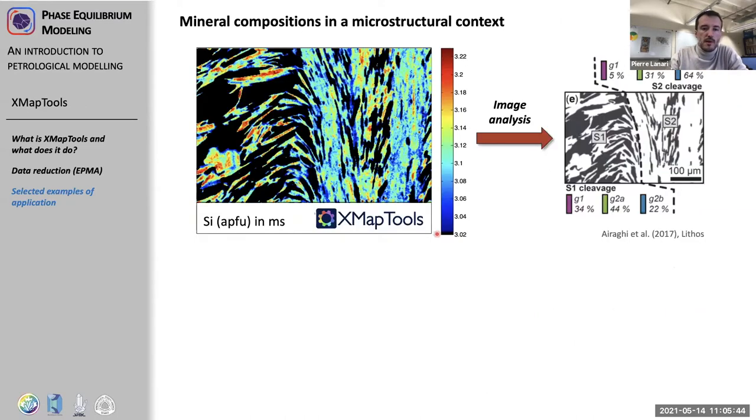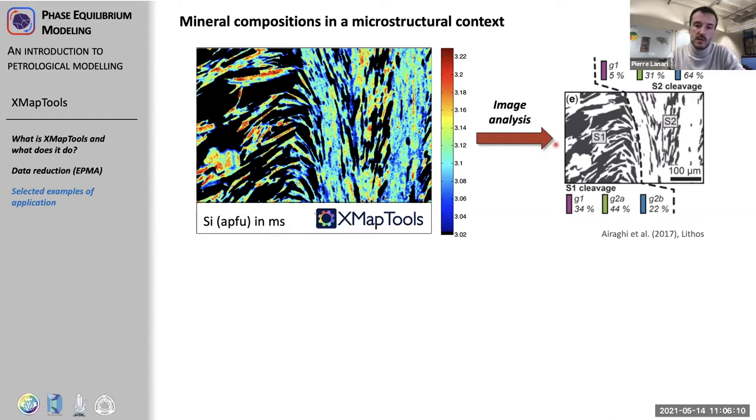A second example with now other minerals. Here we are looking at a map of silicon in atoms per formula unit in muscovite. And this is an example from Laura Airaghi. And what she did is to say, look, we have two main foliations in this sample. One is horizontal, this is the S1. The second one is vertical, this is the S2. And you have the same chemical groups in both domains.